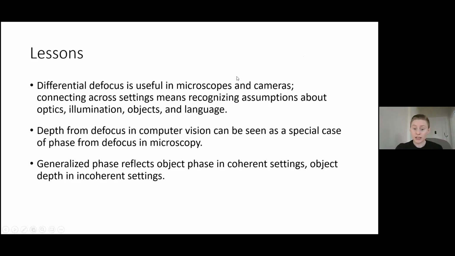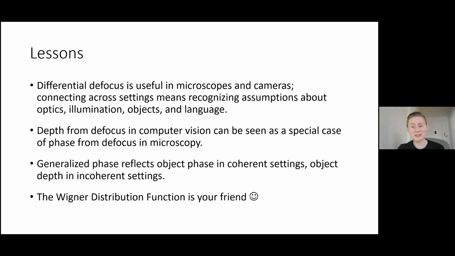We learned that the generalized phase reflects the object's phase when we're in coherent settings, but it also, importantly and novelly, reflects the object depth when we're in incoherent settings. And we learned that the Wigner distribution function is a very powerful and important mathematical object.